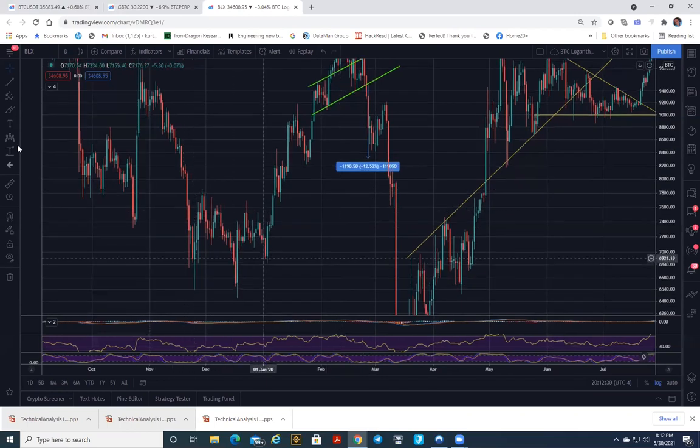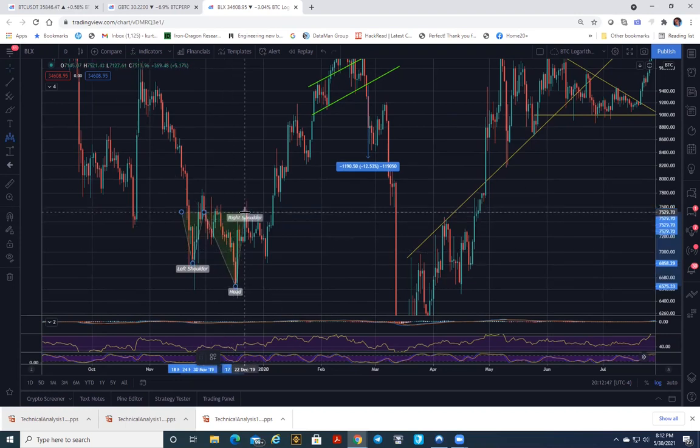This is an inverse Head and Shoulders right here. So Head and Shoulders, I don't like doing them like this. A lot of people do. They'll play the whole thing, and you know, it's basically false breakouts that whole time.